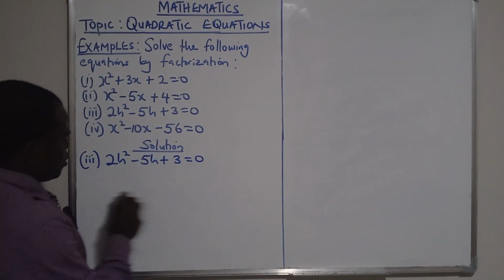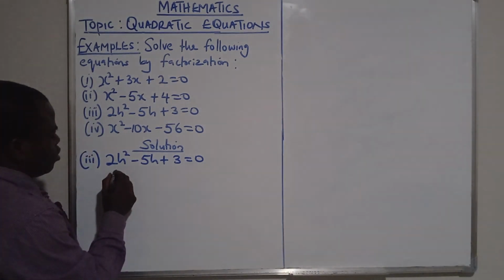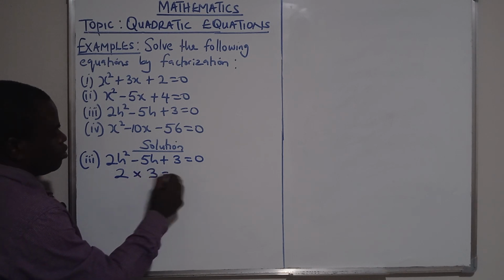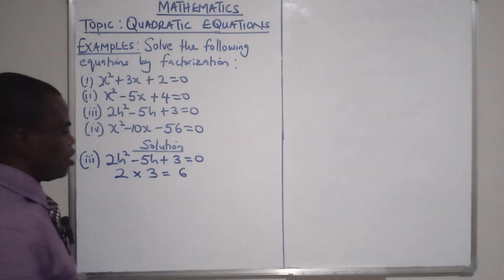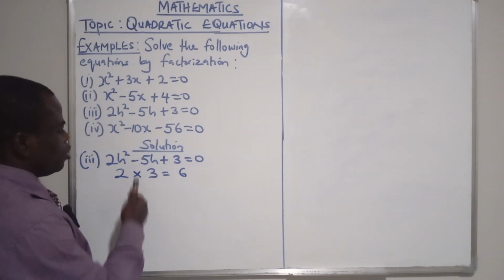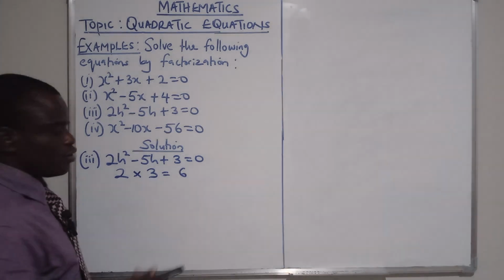You see that in this case we have the coefficient of h squared to be 2. Now write 2 multiplied by the constant 3, which gives you 6. Now what are the two numbers that when you multiply them together give you 6, and when you add them together give you minus 5?